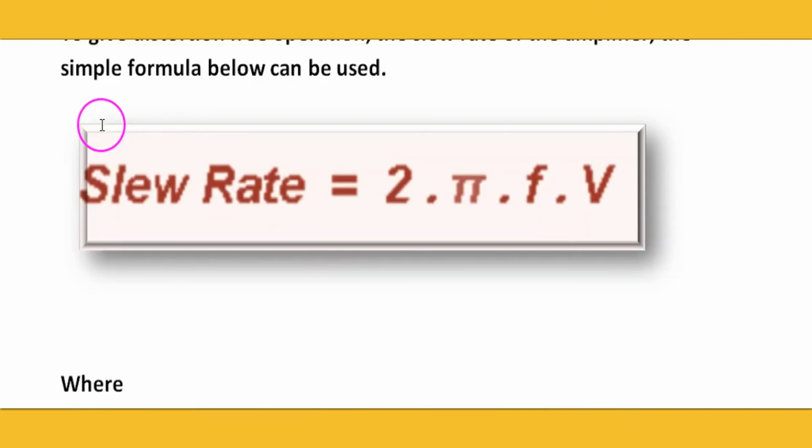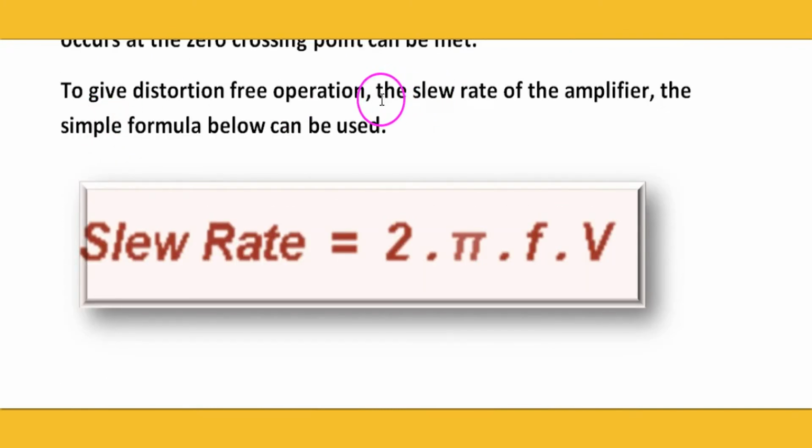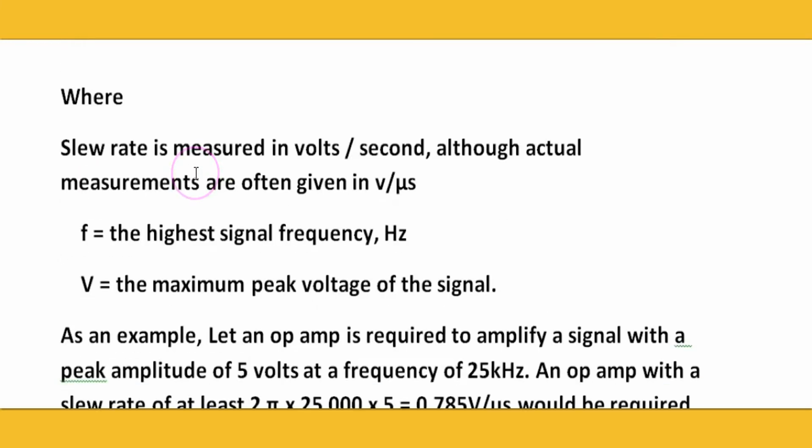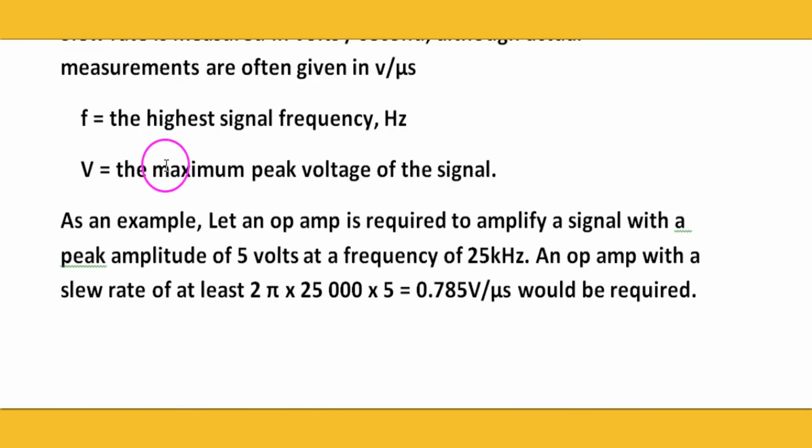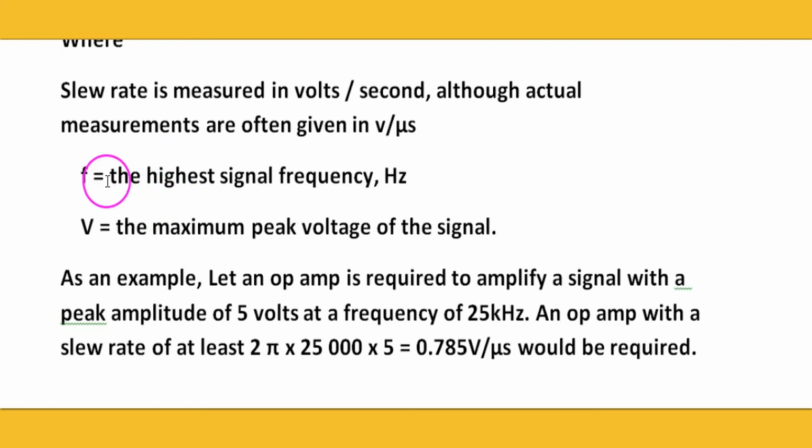To give distortion free operation, the slew rate of the amplifier is calculated. This is the formula: 2 pi f V. Here f is the highest frequency which may be applied to the op amp, the slew rate is measured in volts per microsecond generally, and V is the peak voltage.